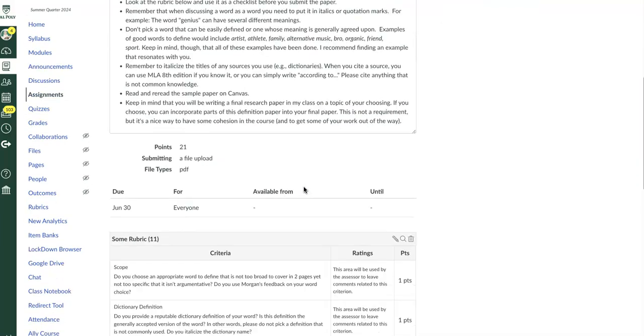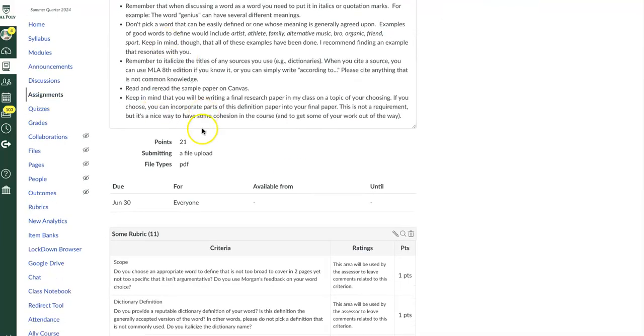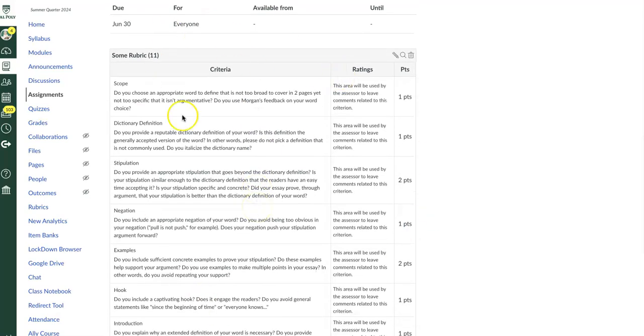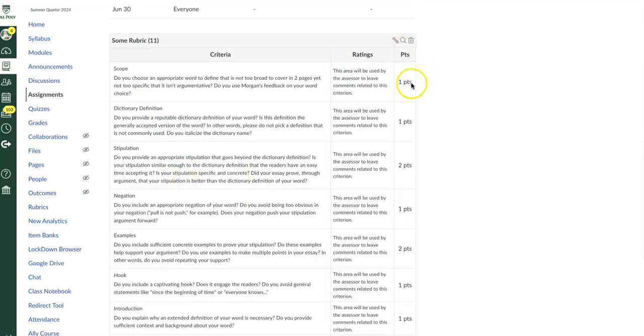So once you scroll to the bottom of the prompt for your definition essay, you will see the rubric noted right here. The points are going to be on the right, and then the criteria will be on the left. Treat the criteria like a checklist. Go through each individual section and make sure that you can answer yes to all of the questions. And again, that's what I'm going to walk you through right now.